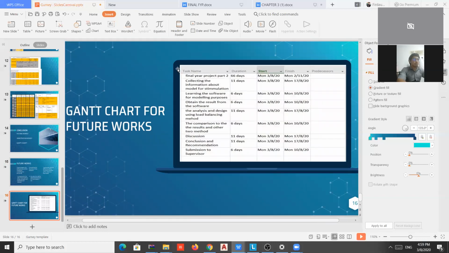So this is my Gantt chart. Firstly, I will collect the Gantt chart for the final project. It takes about 66 days, starting with the quality information, and then learning software for modeling purposes, obtaining the result from the software, and then I will analyze and design using the load balancing method, and also compare the result to the results of the two methods, which are the stress and strength methods.